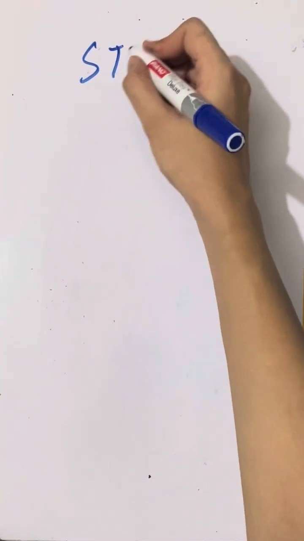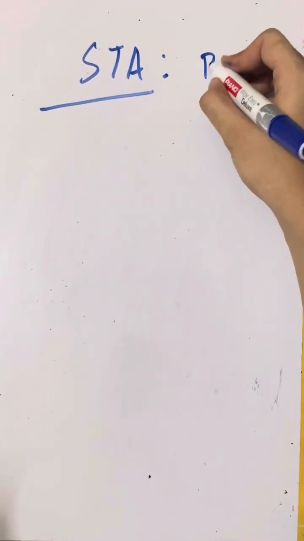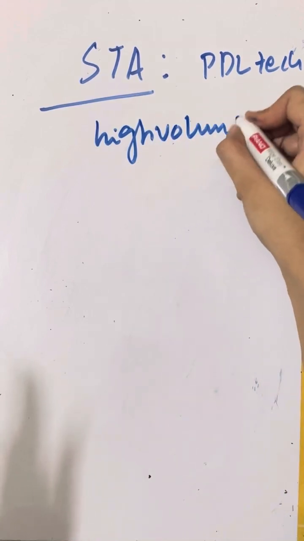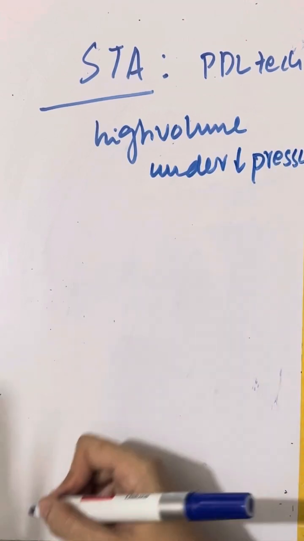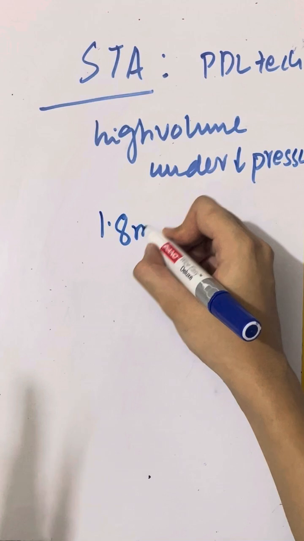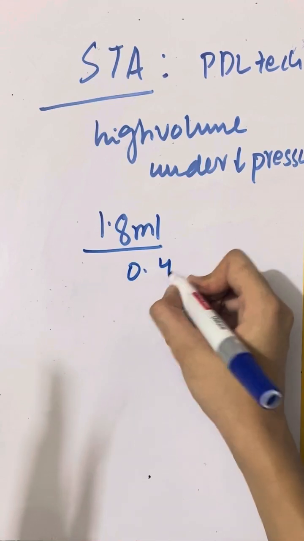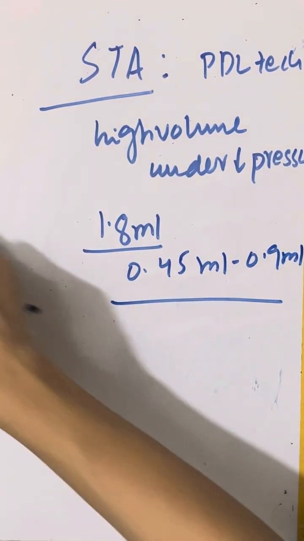Then comes the single tooth anesthesia. Single tooth anesthesia is given by the PDL technique, and it provides high volume under low pressure. 1.8 milliliters of lidocaine is injected, but 0.45 to 0.9 ml is for children. It decreases the chances of collateral soft tissue anesthesia.